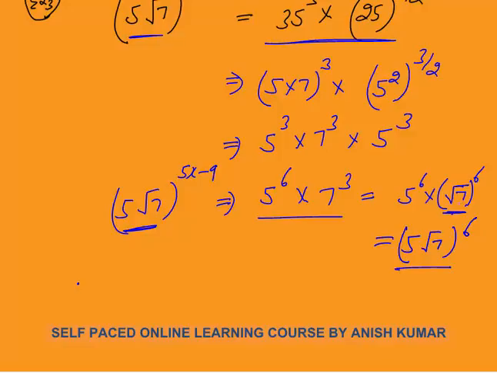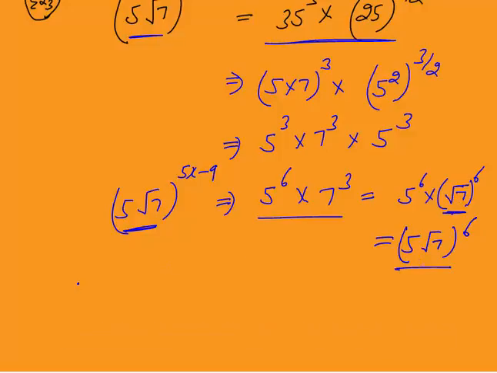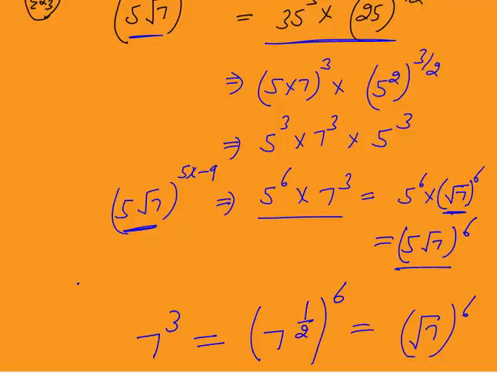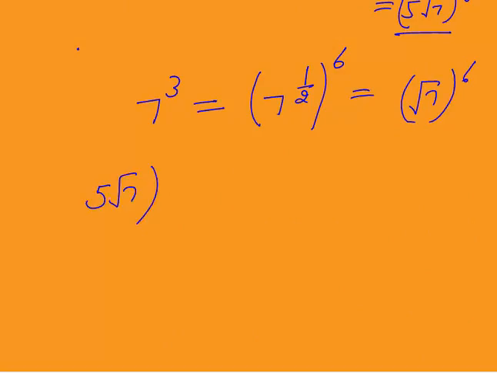Why have I converted 7 power 3 into root 7 power 6? Because I want the left side and right side bases to be equal. The reason is that 7 power 3 can always be written as 7 power half power 6, because 1 by 2 into 6 becomes 3 again. This becomes root 7 power 6. So you got 5 root 7 power 5x minus 9 is the same as 5 root 7 power 6.